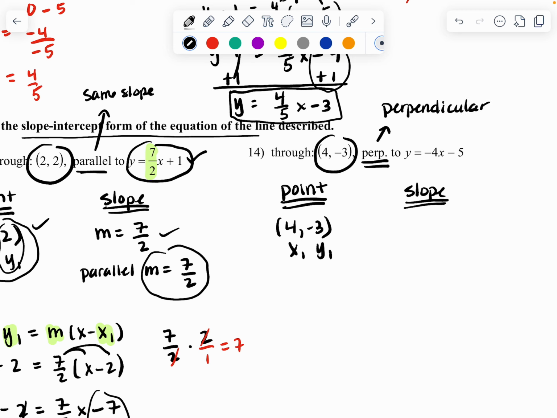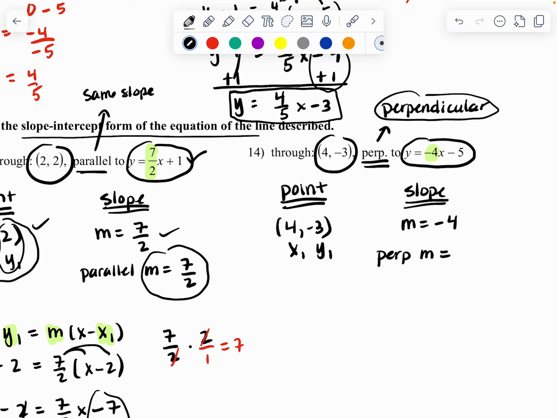Perpendicular, okay? So again, I've got this line, right? What is the slope of this line? It's in y equals mx plus b form. So the slope of the line is negative 4, but I don't want the slope of that line. I want it to be perpendicular to that line. So what would the perpendicular slope be? Now remember, when they're parallel, they have the same slope. What about when they're perpendicular?